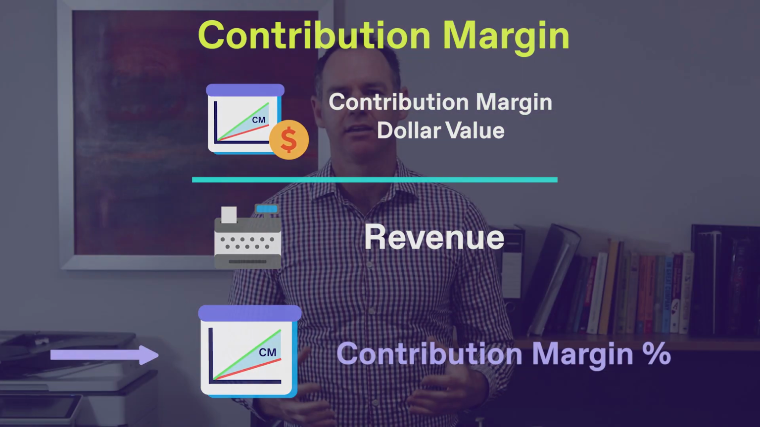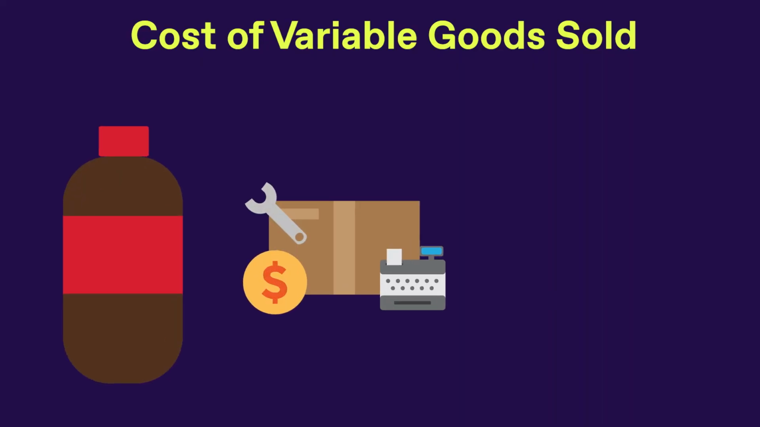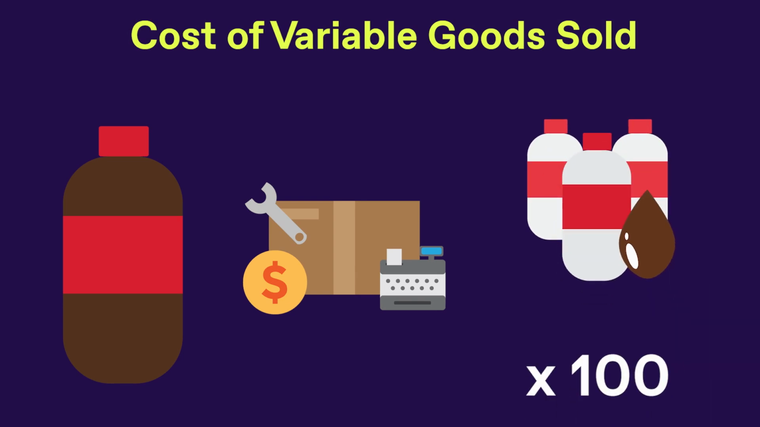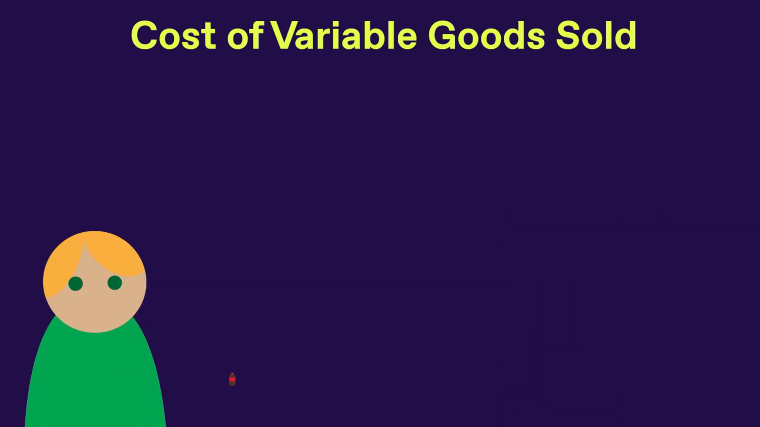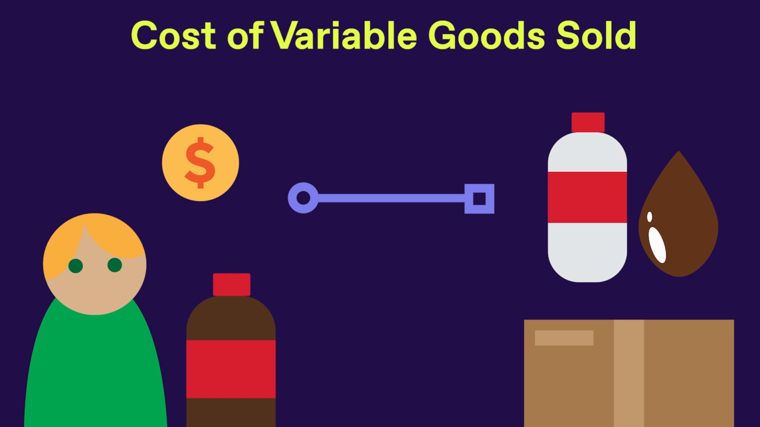What does this mean? When you look at your variable cost of goods sold, these are the items that should move up or down depending on how much or how little revenue your business does. So for example, if you're selling Coke bottles, your variable cost of goods sold would be the cost of the Coke bottle. If you sell 100, it'll be the cost of the 100. If you sell 1,000,000 like a supermarket, it'll be the cost of the 1,000,000. There's a direct correlation between how much you sell and then how much you consume of that item.